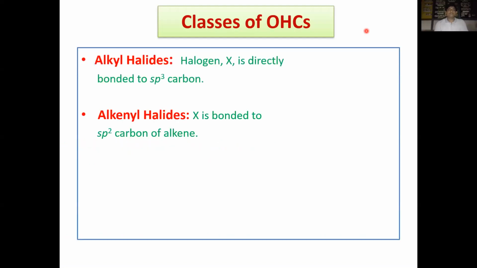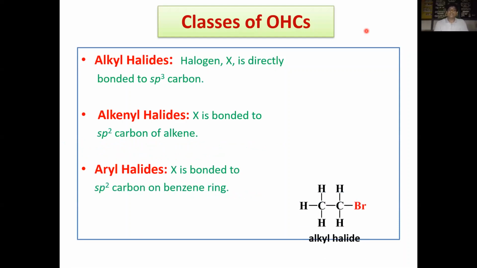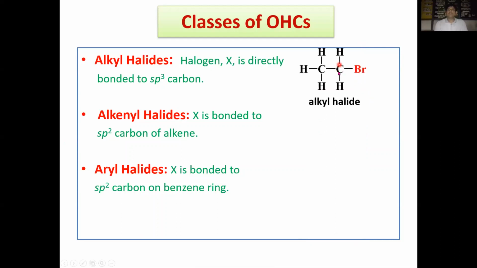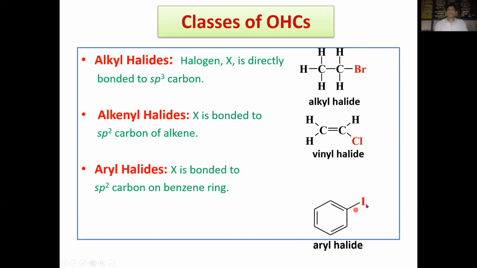alkenyl halides, and aryl halides. In the case of alkyl halides, the halogen is directly attached to an sp3 hybridized carbon. In the case of alkenyl halides, the halogen is directly attached to an sp2 hybridized carbon of an alkene. In the case of aryl halides, the halogen is directly attached to the sp2 hybridized carbon of the benzene ring.